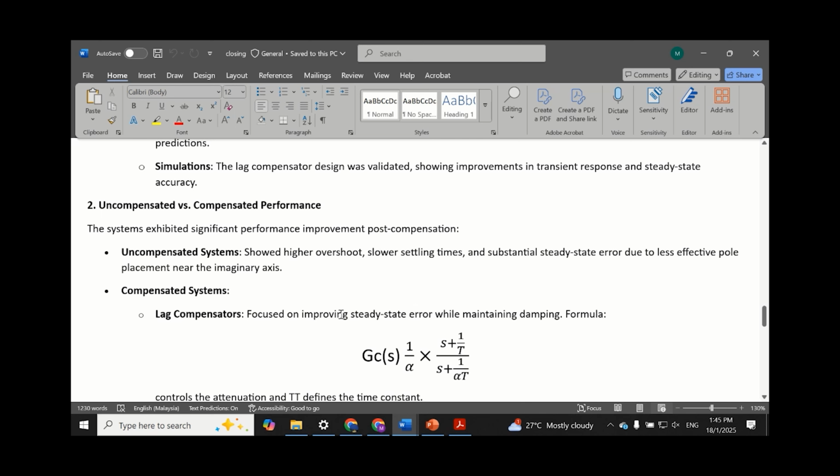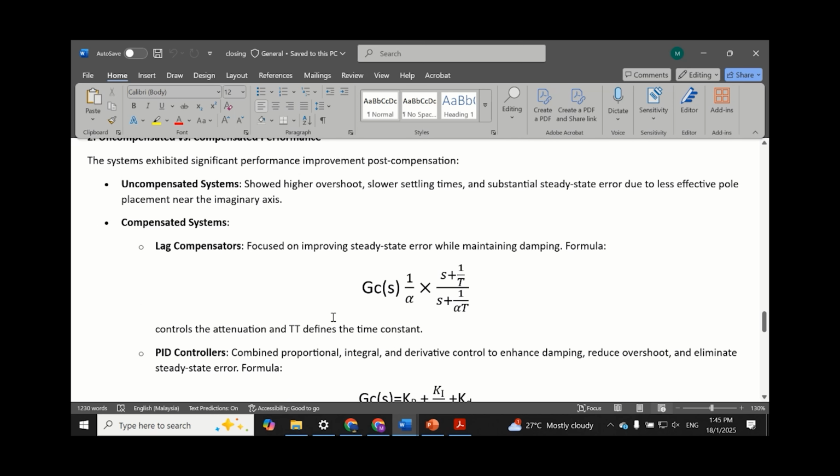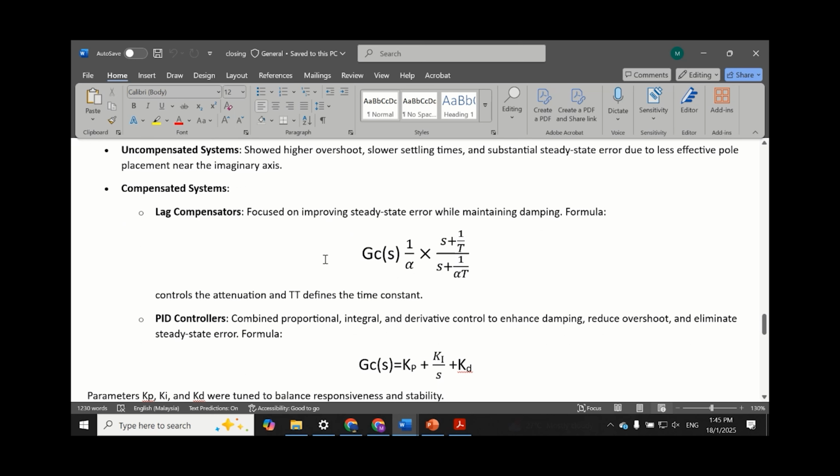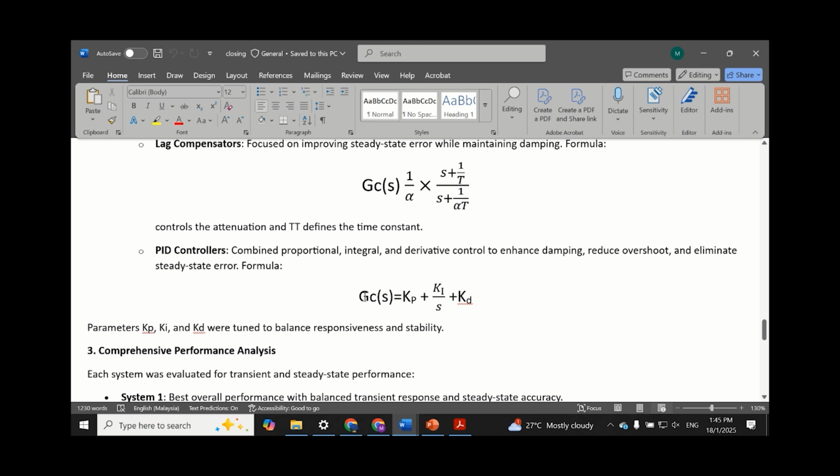The uncompensated system showed higher overshoot, slower settling time, and substantial steady state error due to less effective pole placement near the imaginary axis. Lag compensators focus on improving steady state error while maintaining damping. The formula is Gc equals 1 over alpha times (s plus 1 over T) over (s plus 1 over alpha T). This formula controls the attenuation alpha, and T defines the time constant.